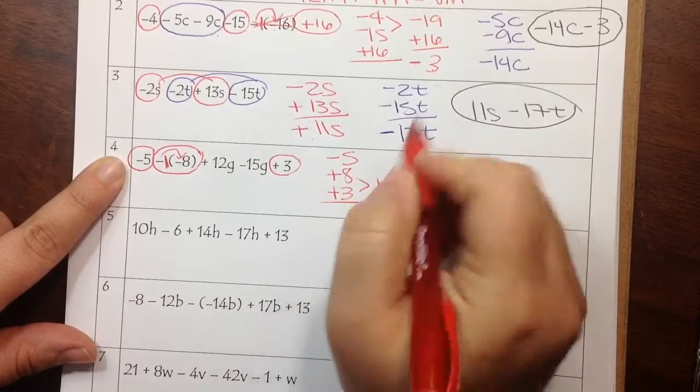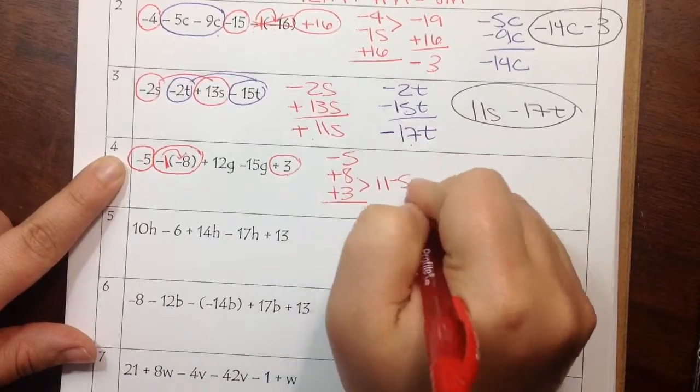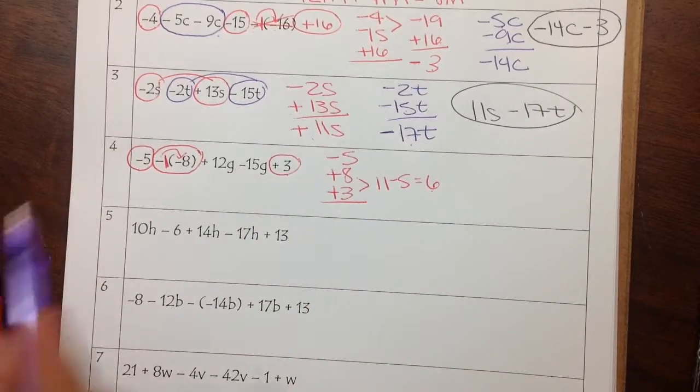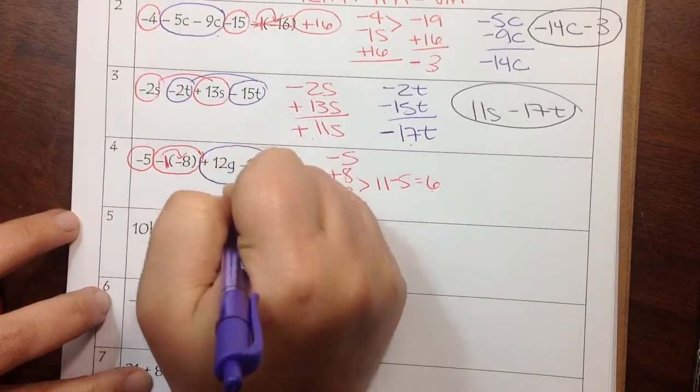8 plus 3 is 11. 11 minus 5 equals 6. So now I have 6. I can combine these G's.